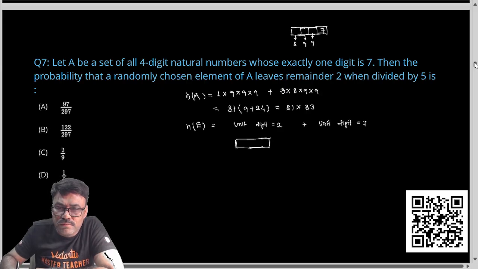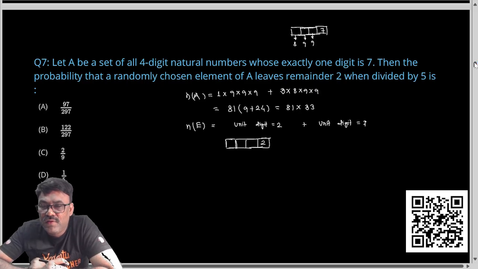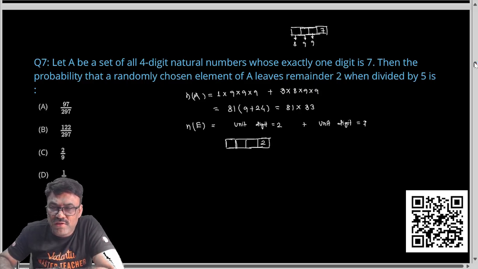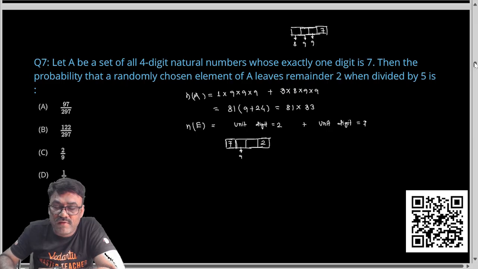The unit digit is 2. Now, at one of these three places there will be 7. So 7 can be at this place, 7 can be at this place, 7 can be at this place. So let's say 7 is at 1000 place. Then this place can be filled in 9 ways except 7. This place can be filled in 9 ways except 7. So 9 into 9, you got 81 numbers when 7 is placed at 1000 place.